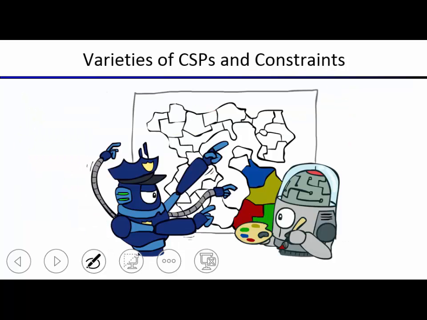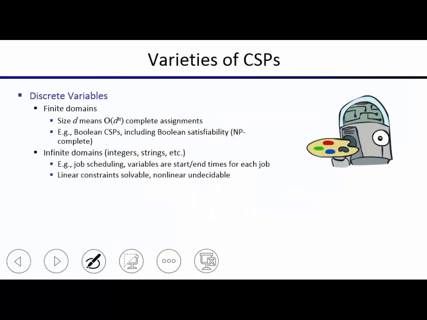Okay, so varieties of CSPs and constraints. We've seen a lot of different examples now. We've seen finite domains where we have, let's say, domain size D and n variables, so order D to the n complete assignments, which tends to be a lot for any practical problem, so we need an efficient way to find a satisfactory one. Worst case, these problems are all NP-complete, so you cannot guarantee to find a solution efficiently, but often we still can have algorithms that, in many practical cases, nevertheless do well.